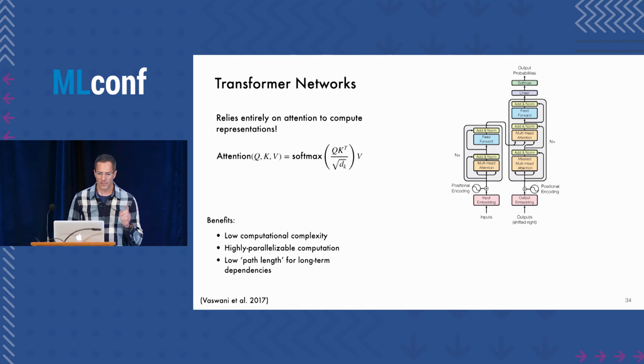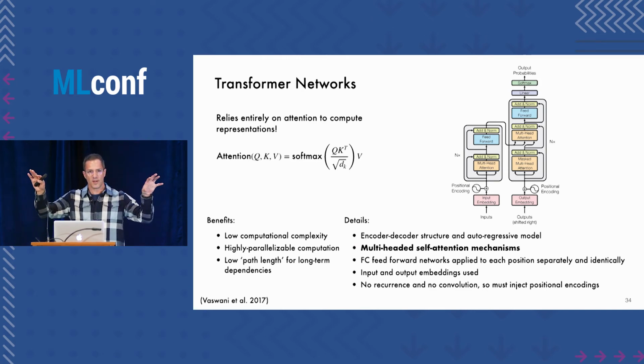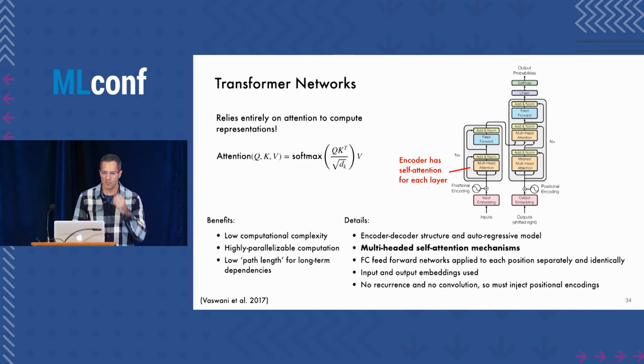And I'll get to this last characteristic, which is really important to context, which is the low path length between long-term dependencies. So I talked about the encoder-decoder structure, but I bolded the multi-headed part of this. So there are heads that allow us to attend to multiple parts of the historical sequence at different parts in the model as well.